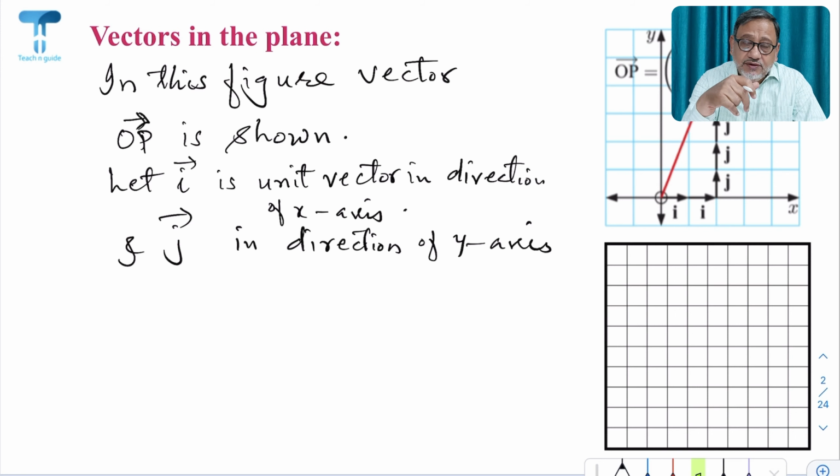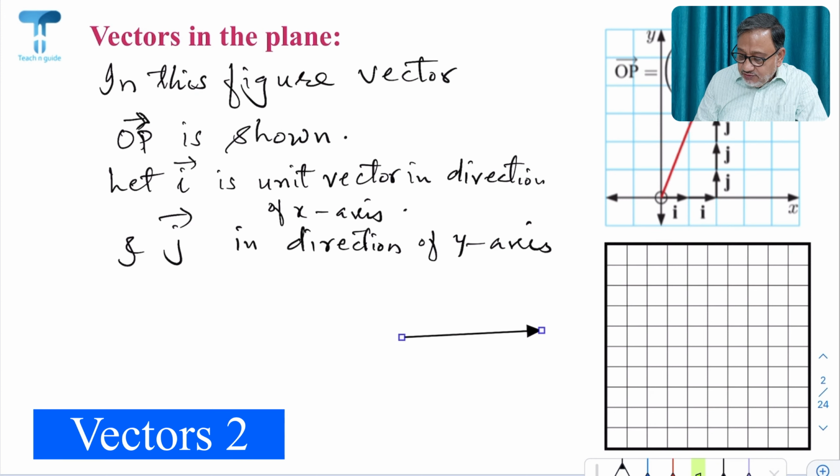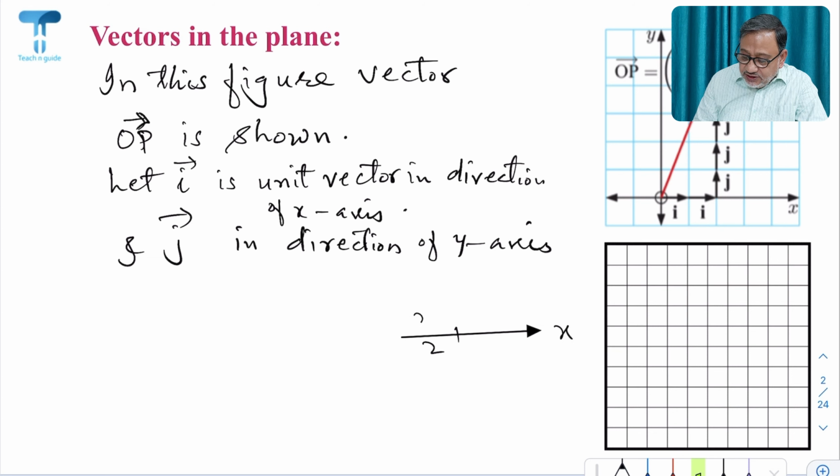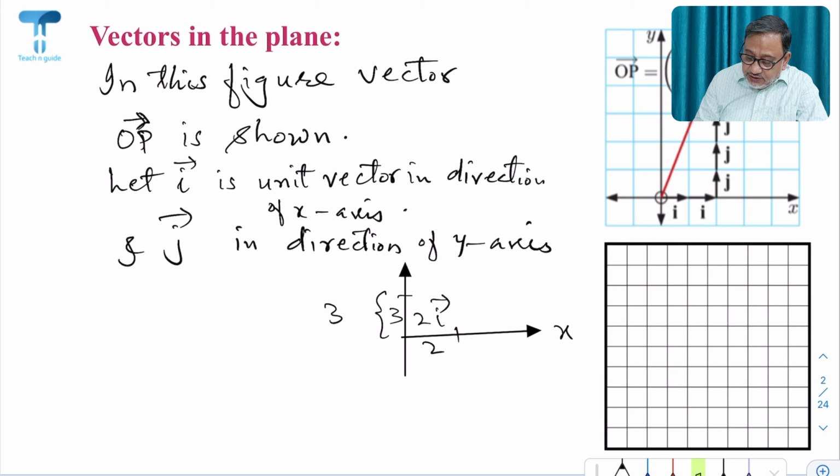Why do we require that? To represent a vector of 2 units on the x-axis. Suppose in the direction of the x-axis you have a vector of 2 units, then we can represent it by 2i. Similarly, in the direction of the y-axis, if you have a vector of 3 units, then this vector can be represented by 3j. This is the advantage of a unit vector.